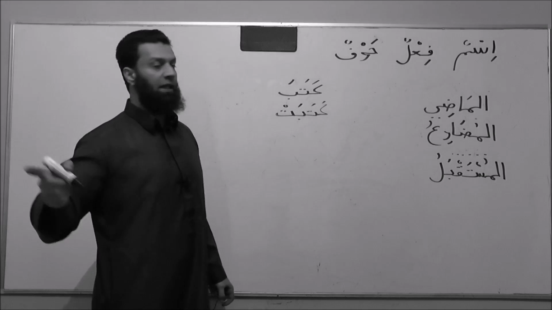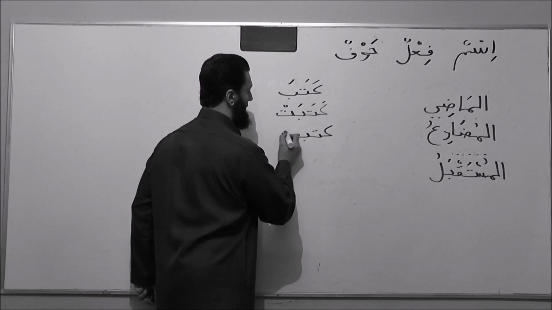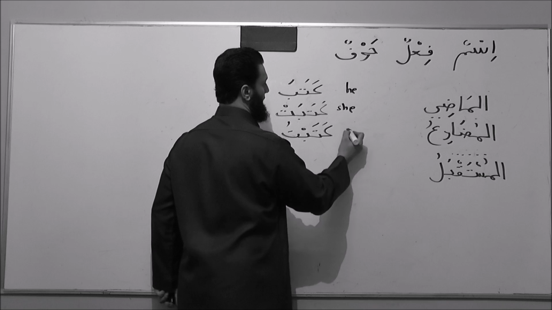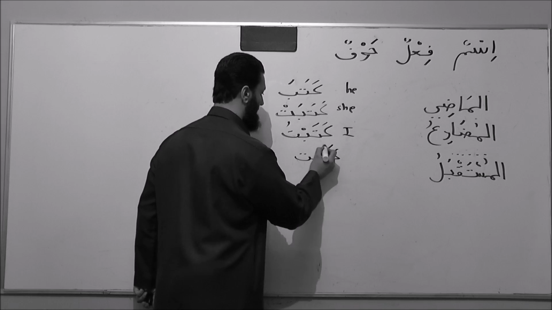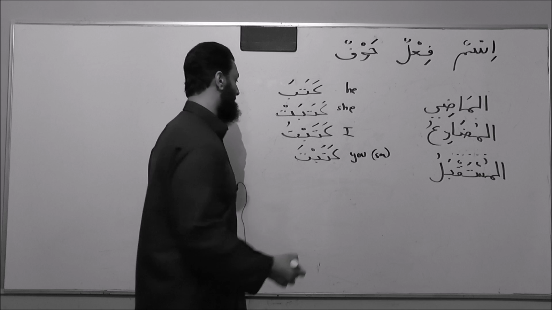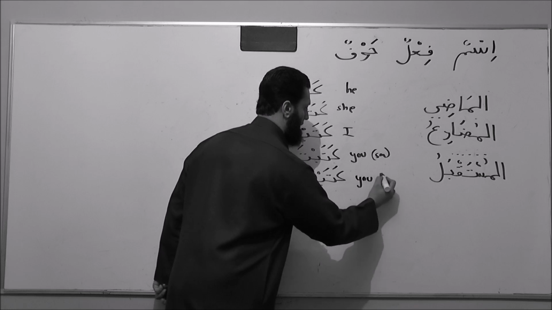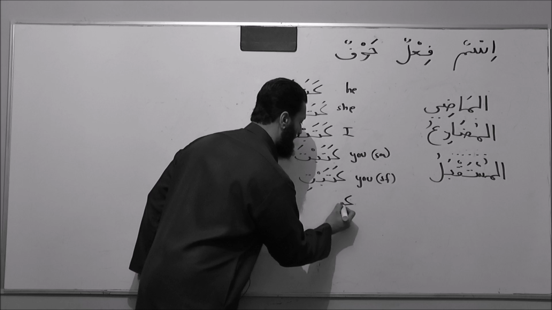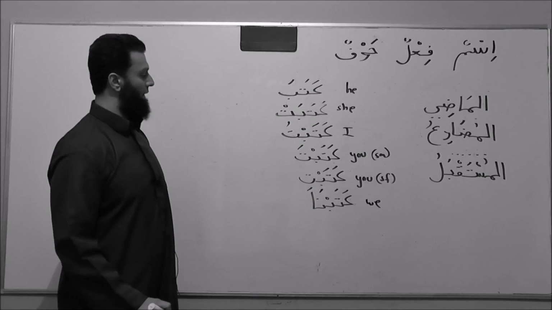So kataba, we know he wrote, katabat, she wrote. I wrote becomes katabtu, that's I. So just write he, she, I. You, single male, is katabta. You, single female, is katabti. We wrote. We're not going to do all the conjugations, just the most common ones. Katabna is we wrote.